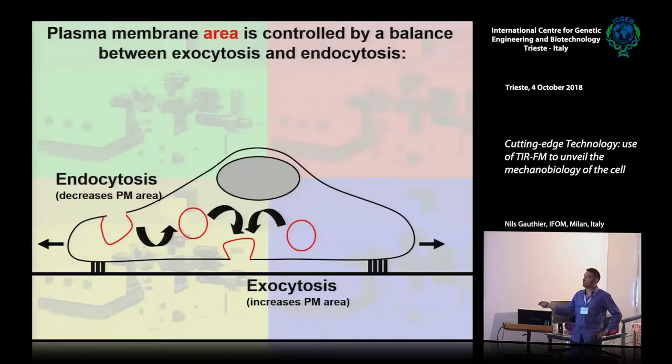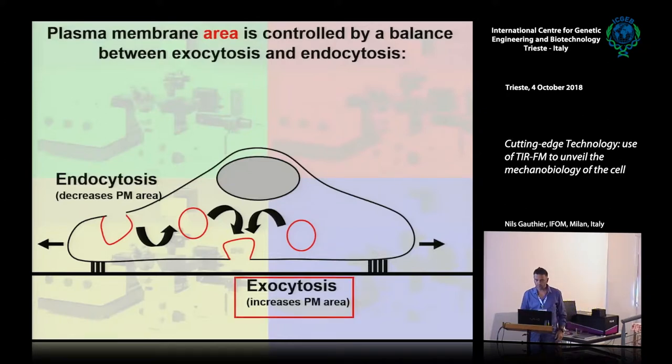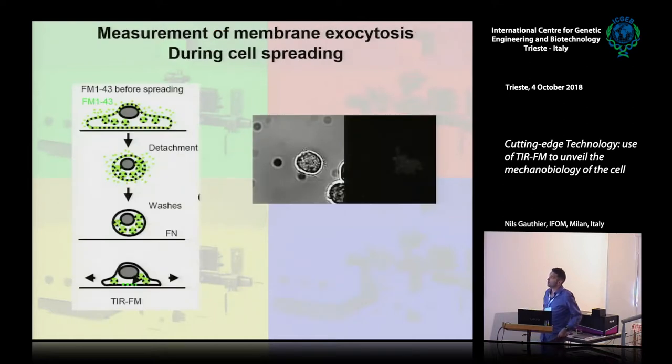Indeed, the balance of membrane area is always composed of what gets in and what gets out. If you have folds or convolutions on the top, they are always part of the external membrane. They can stretch and relax, but they will not change your overall plasma membrane area. Here, what I'm talking about is really the contribution of what gets in and what gets out. So in particular, you can focus on exocytosis.